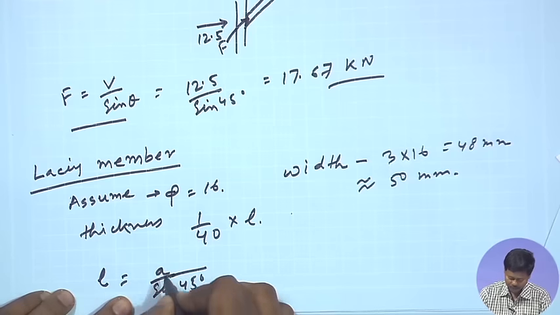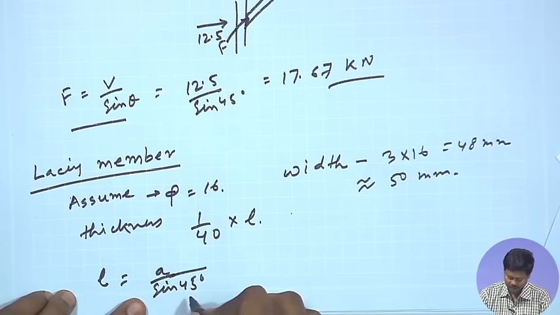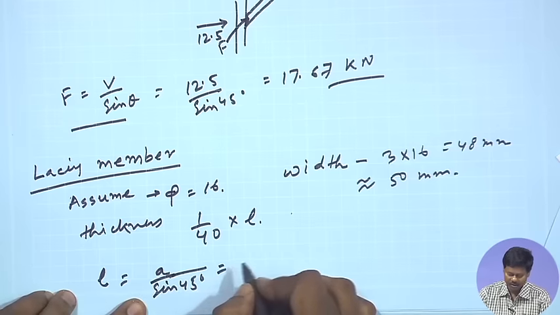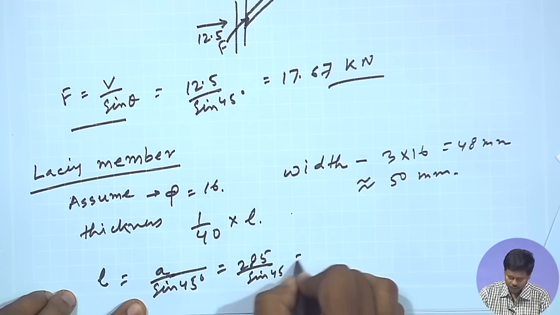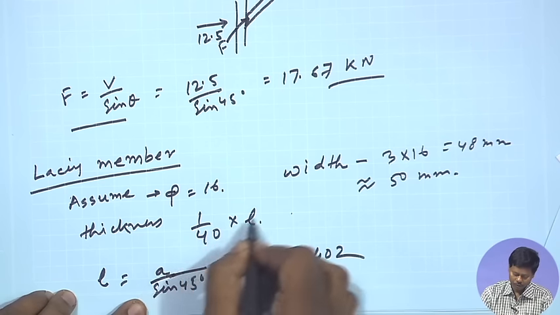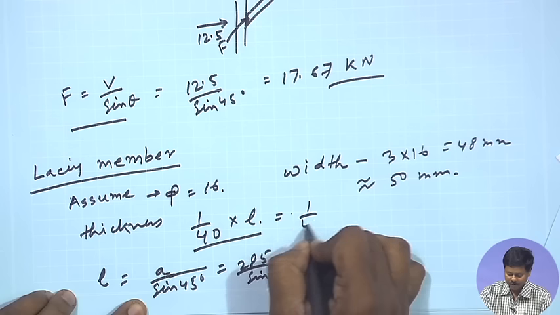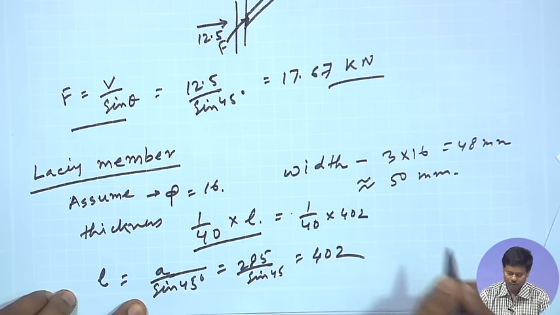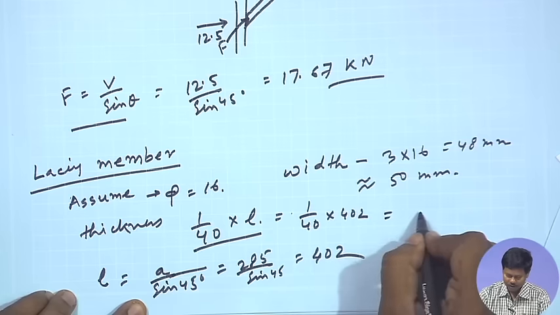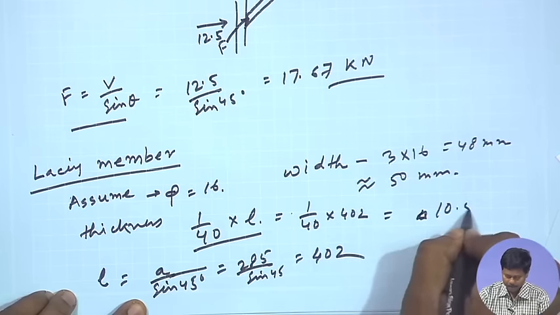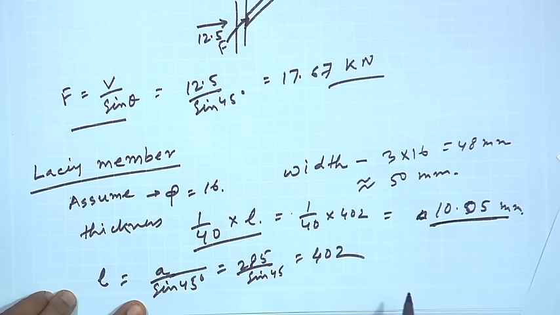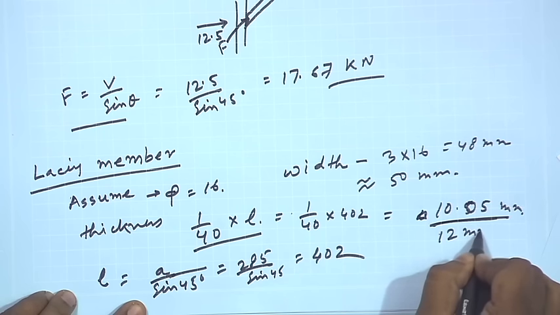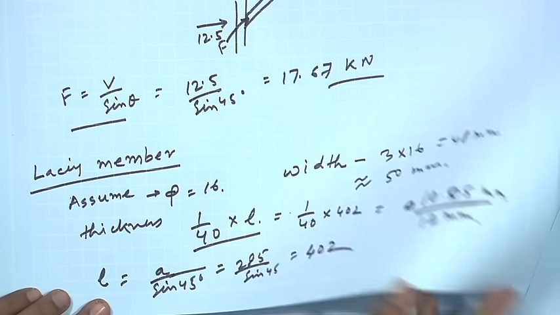If we go back to the earlier lecture, we can see that length can be found by A by sin 45 degrees. A is 284 by sin 45, so it is coming 402. So, thickness will become 1 by 40 into 402, right. So, that is coming 10.05 millimeter. So, the thickness we can consider as 12 mm, because the minimum is 10.05 mm. So, thickness of the plate can be decided from this.